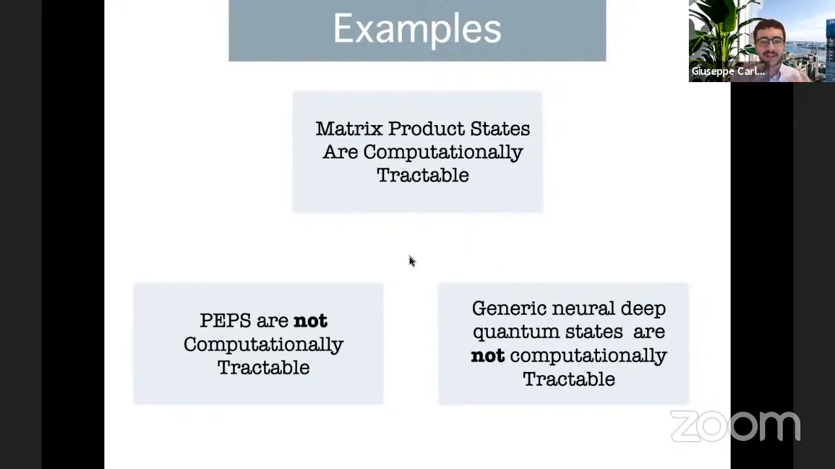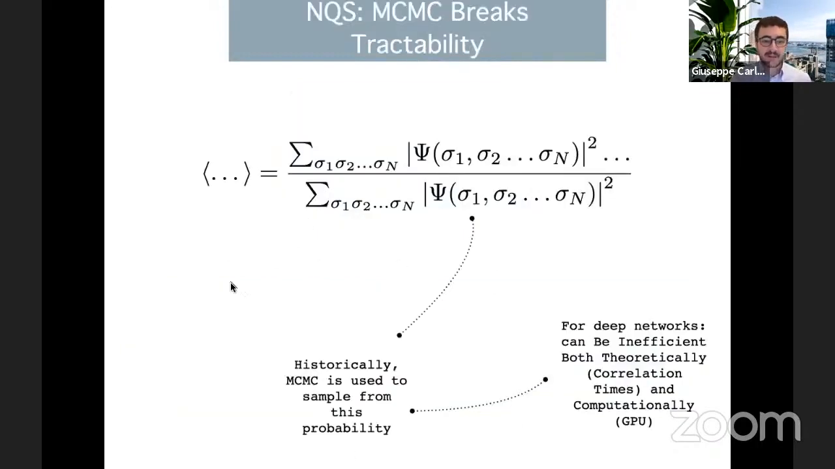So in general, there's a tension here. I would say that especially in two dimensions, there aren't many computationally tractable states. Indeed, the reason why general neural networks are not computationally tractable is because if you want to sample this probability, you have to perform a Markov chain Monte Carlo, and this is known to be inefficient. There's no guarantee that you can converge to the distributions you want in polynomial time, and you can have large correlation times also, so that makes the computation of gradients and expectation values potentially inefficient.